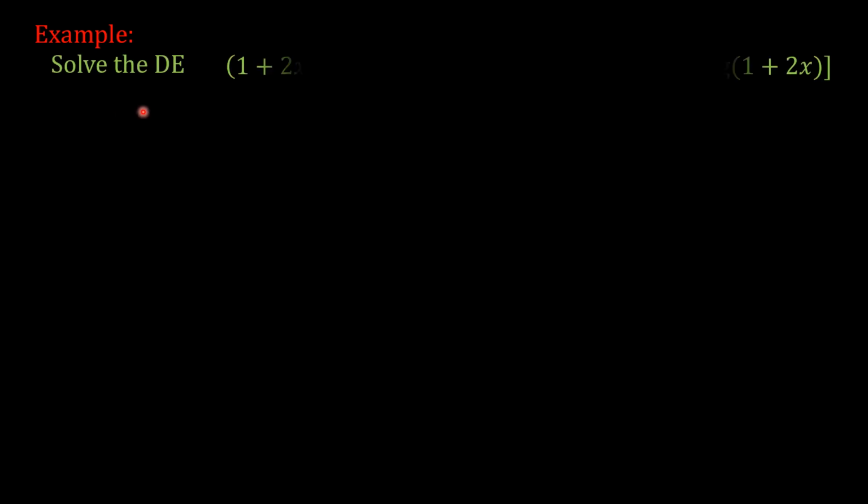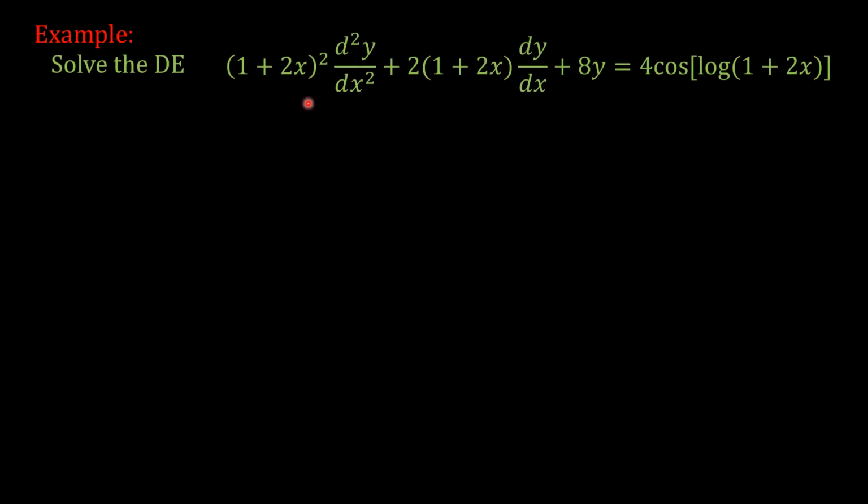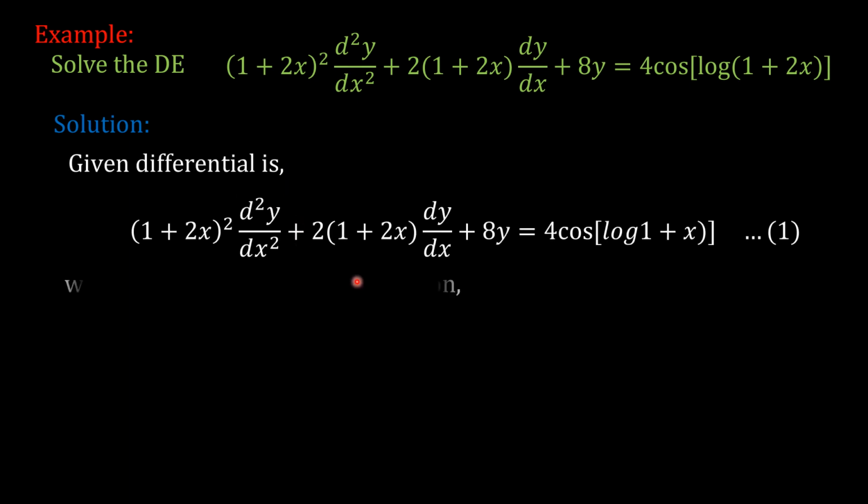Example: solve the differential equation (1 plus 2x) whole square d square y upon dx square plus 2 into (1 plus 2x) dy upon dx plus 8y is equal to 4 into cos of log of (1 plus 2x). Now here the coefficients of the derivatives are of the type ax plus b raised to some power. So this given differential equation is the Legendre's linear equation.